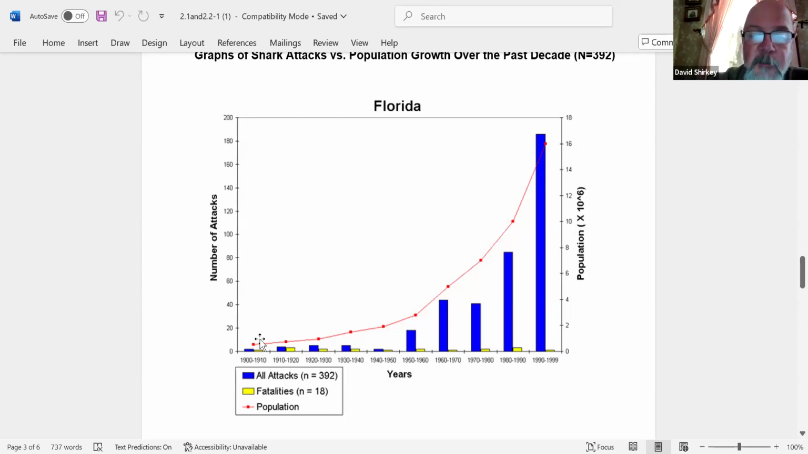So interestingly enough, the blue bars are rising over time, probably because there's more people swimming in the water and there's more people in there for the sharks to attack. The yellow bars, though, stay relatively the same. They stay relatively small. So having more people in the water, but not so many fatalities, right?